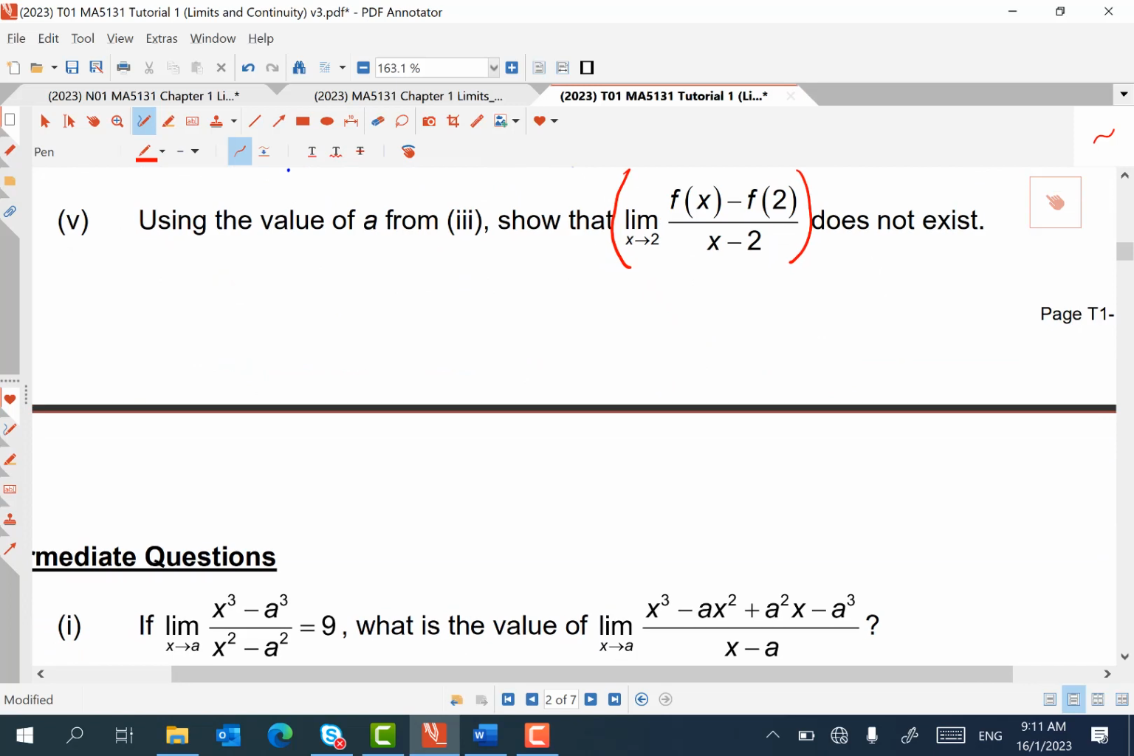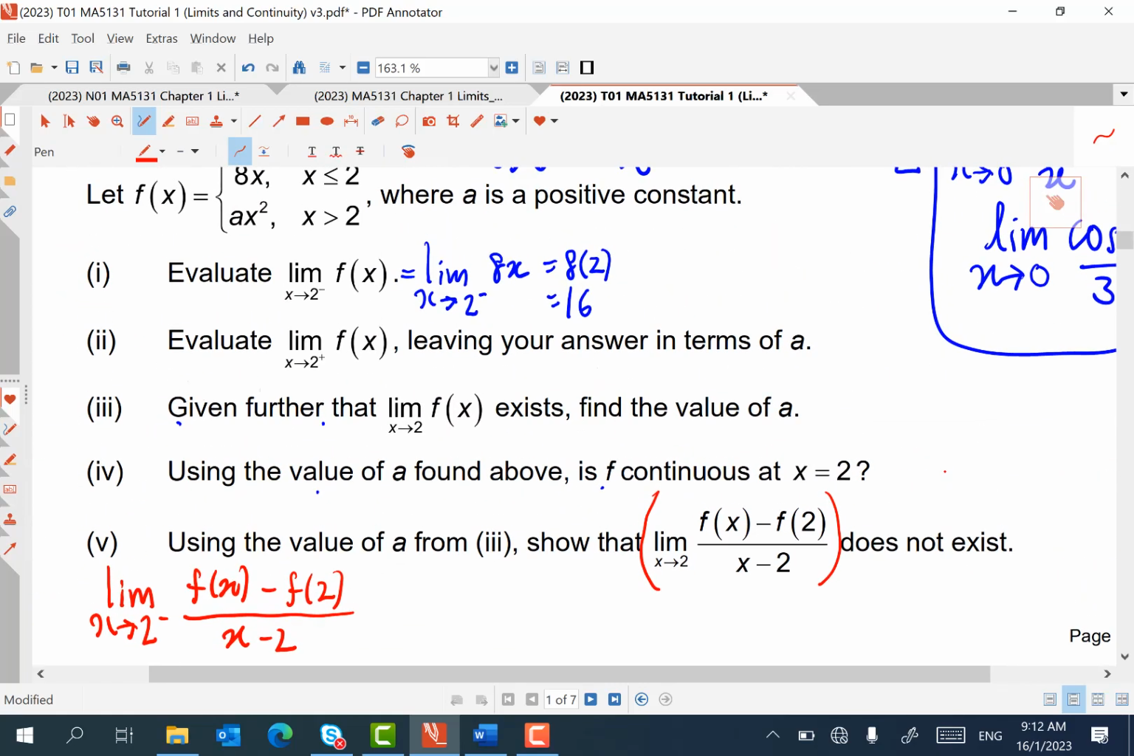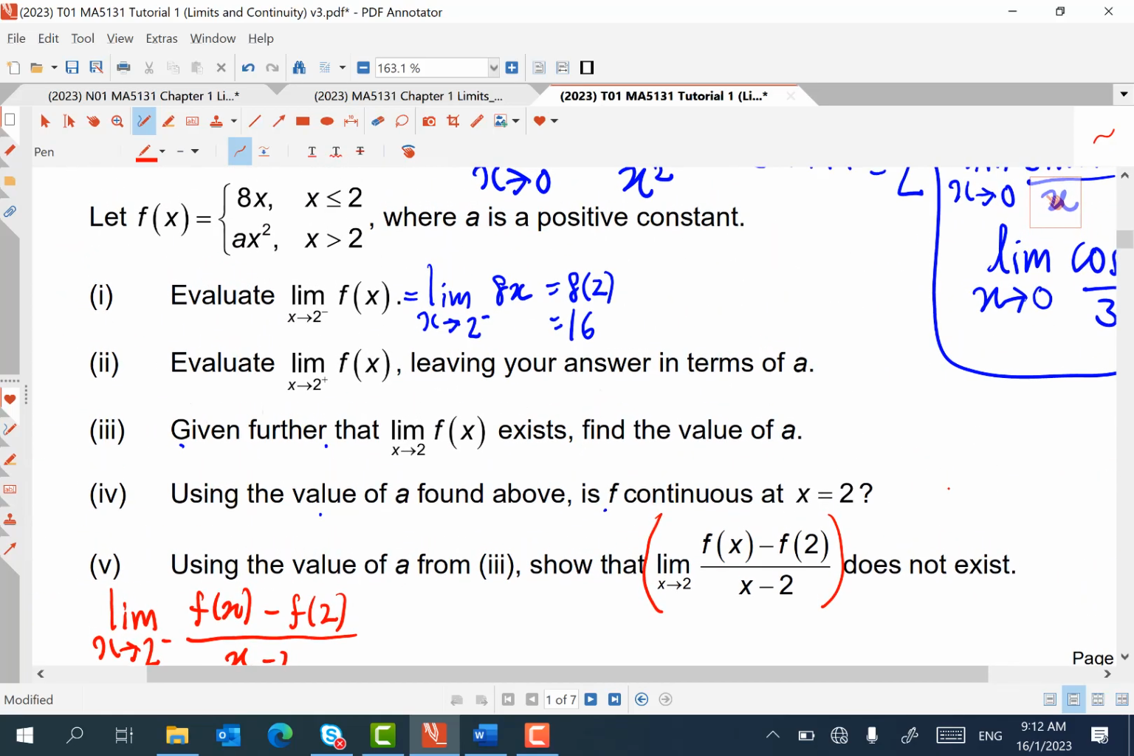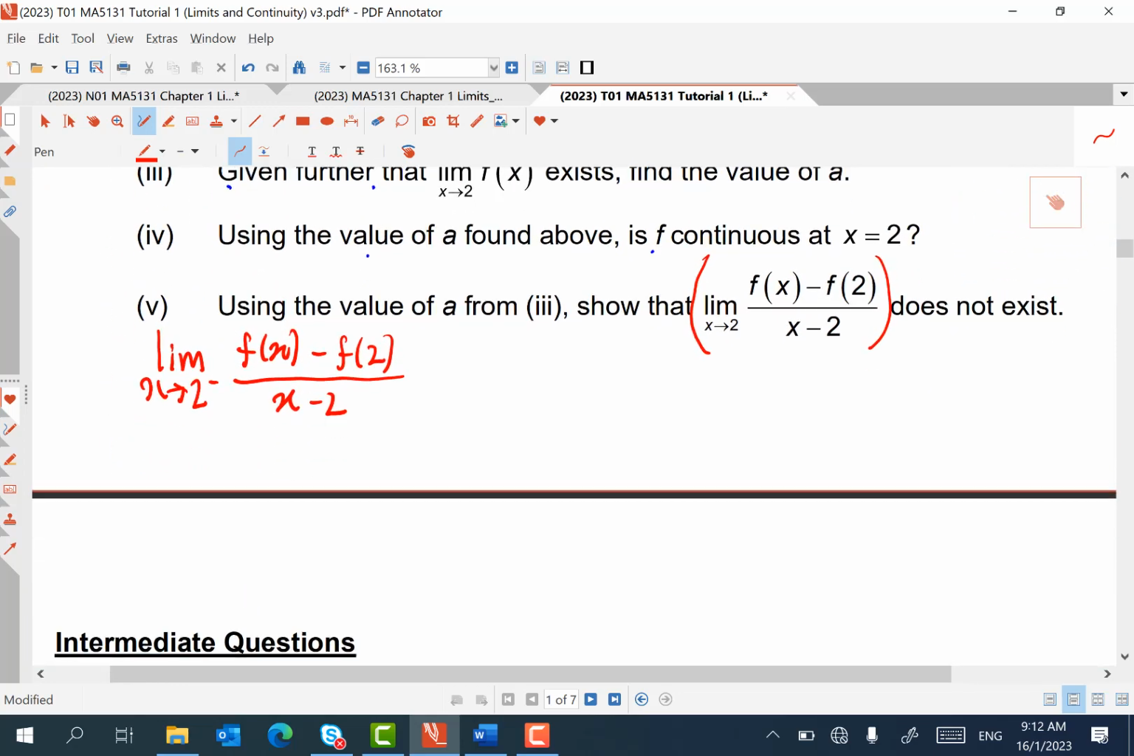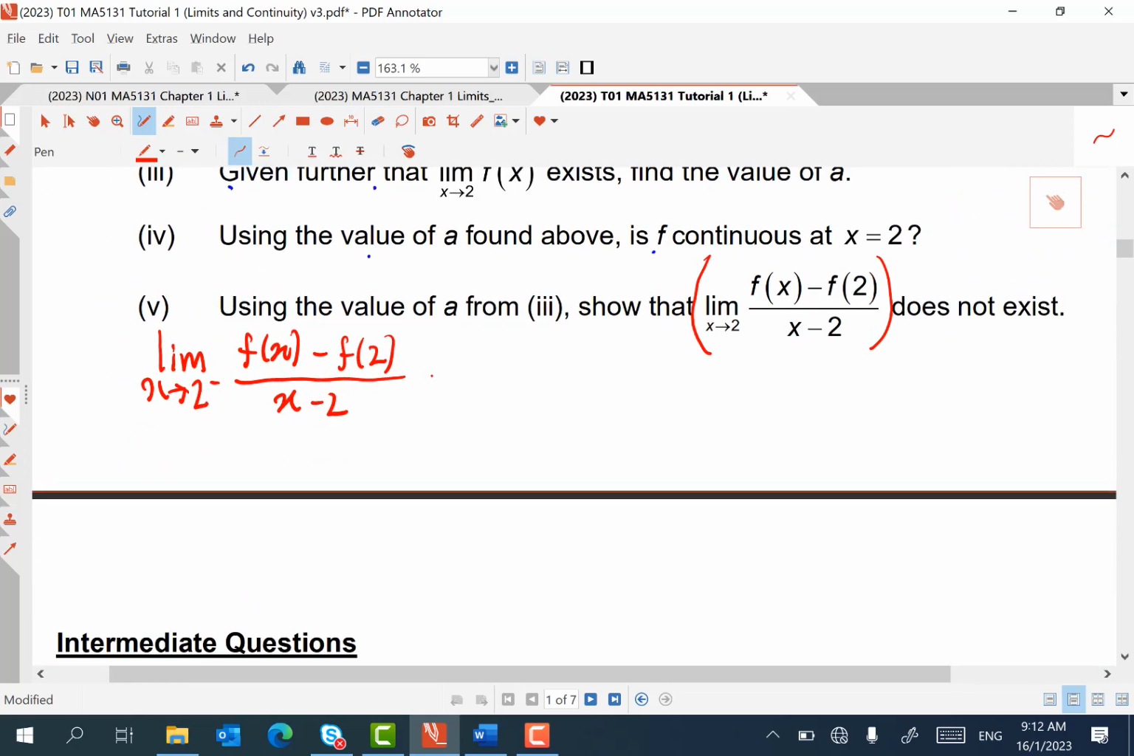Okay, let's do the left first. Limit as x tends towards 2 from the left. On the left of 2, we use 8x. Okay, this will be the limit. Oh, Mr. Lim, I think I found my mistake. You made a mistake, is it? I forgot the minus 16. Okay.